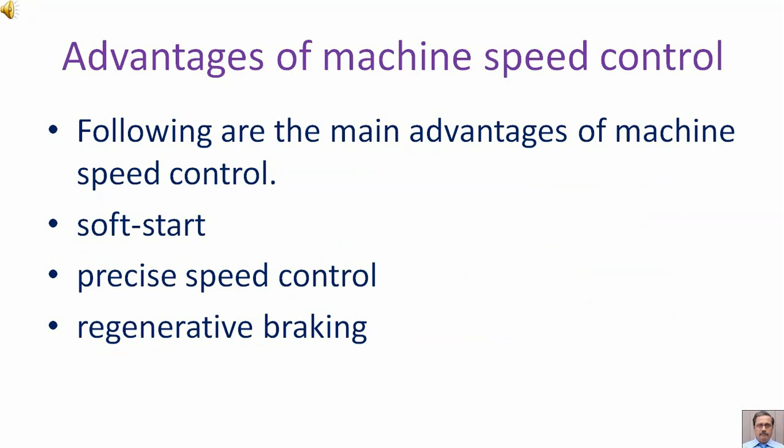Advantages of machine speed control. Following are the main advantages of machine speed control: soft start, precise speed control, regenerative braking.